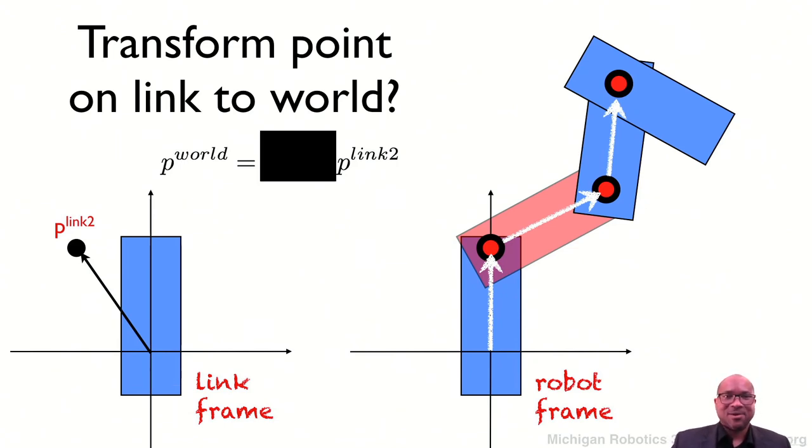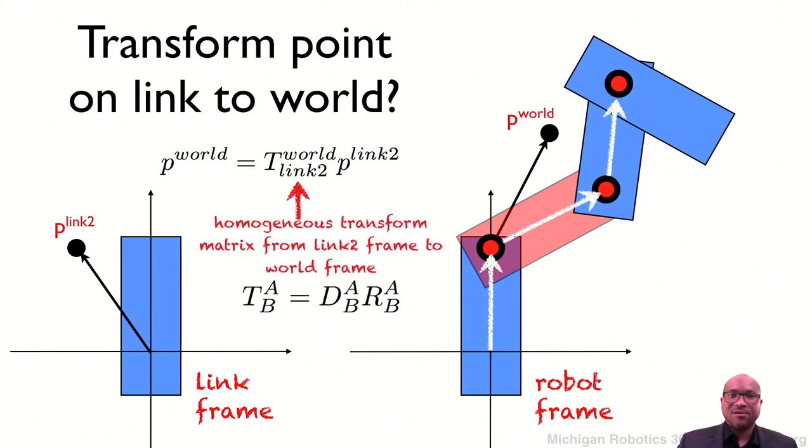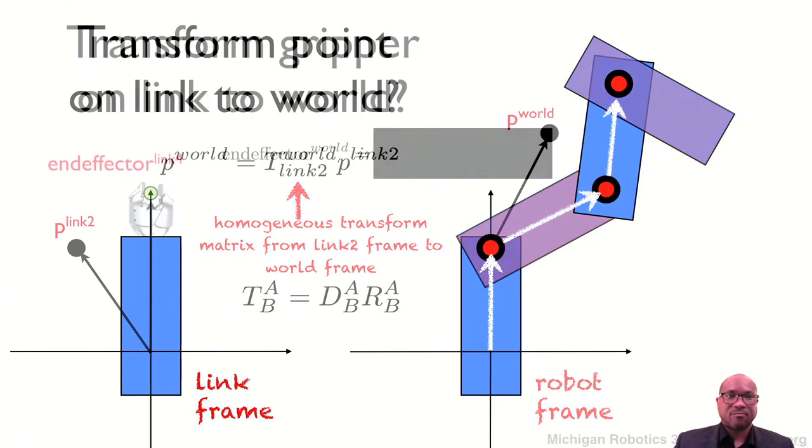All right, time's up. And so all we're going to do is multiply this by the transform that we've computed. So we've already computed the transform of link 2 with respect to the world. All we have to do is take some new point, multiply it, and that gives us that same point in the link frame expressed with respect to the world. We should note that this is a homogeneous transform that is composing a rotation followed by a translation. And that's just the general form.